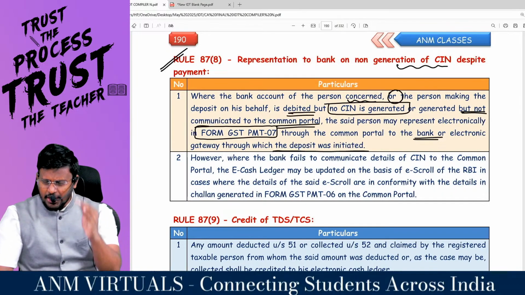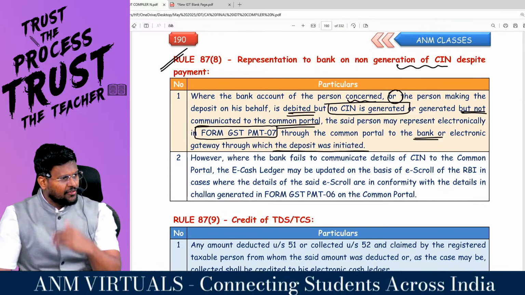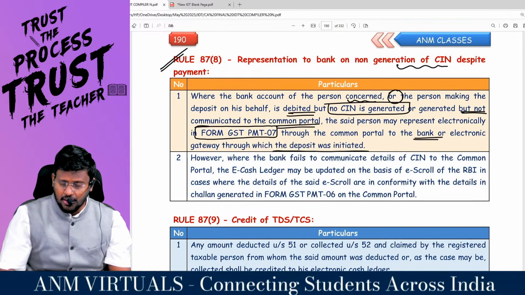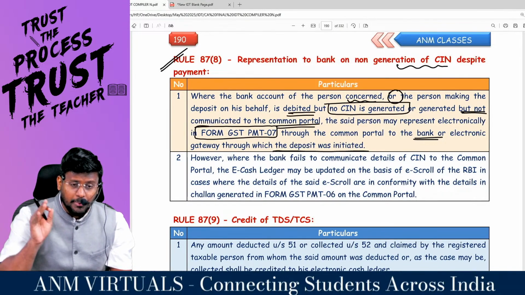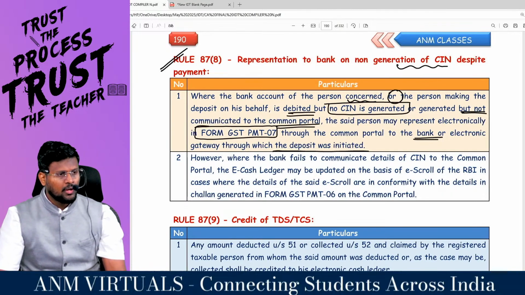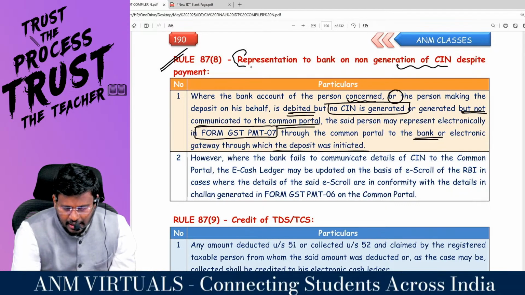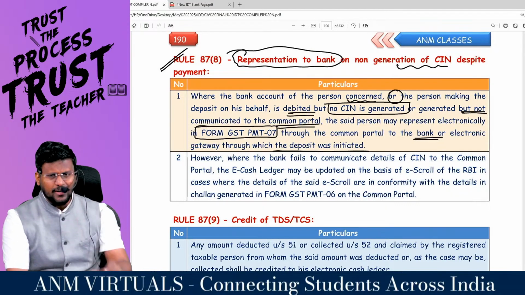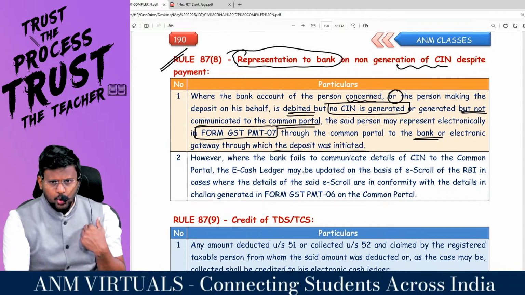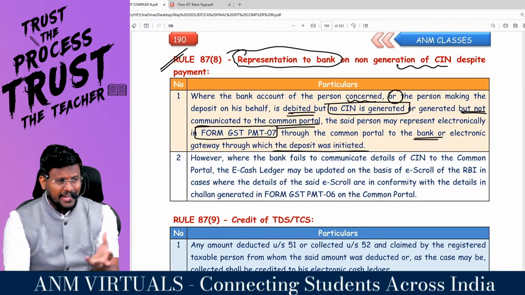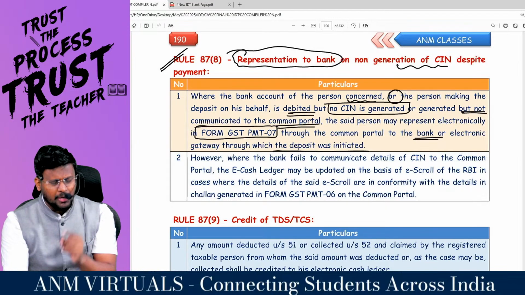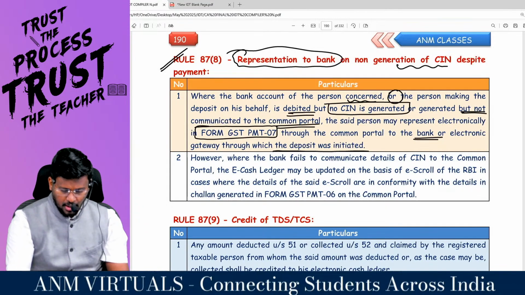For example, if the balance has reduced from your account and that amount has not been credited to the electronic cash ledger because SIN has not been generated, or the generated SIN has not been communicated, you can make a representation to the bank. You can say to the bank, SBI, HDFC, that, sir, from my account the amount has been reduced, but SIN has not been generated, please take care of this, because the corresponding credit has not been made in the electronic cash ledger.